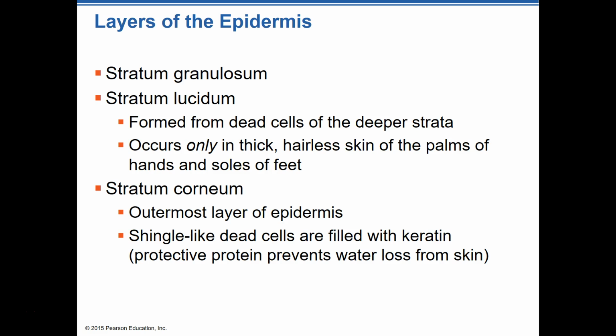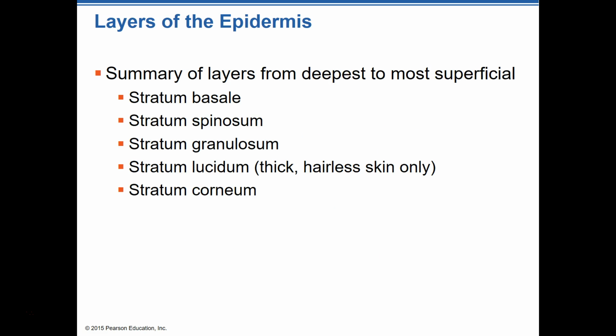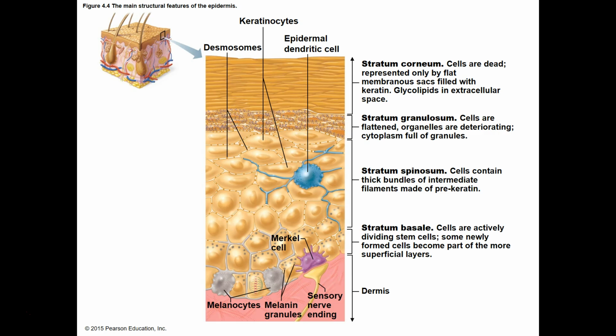And, of course, in that corneum layer the cells are laid out like shingles on a roof, and they're filled with keratin. And that helps protect us. So, looking back on it, the 5 layers: the basal, spinosum, granulosum, and the corneum. On the soles of your feet and the palms of your hands, you have the lucidum, which is a very thick layer of skin. So, we can see that there.